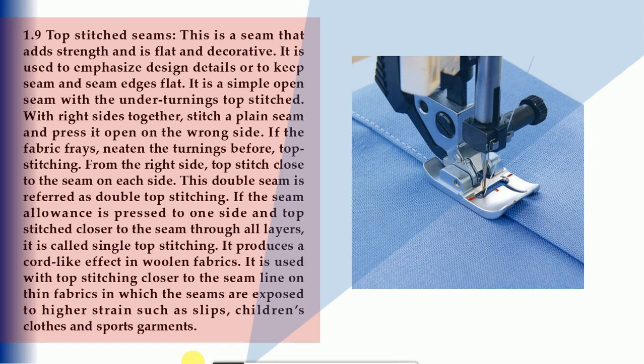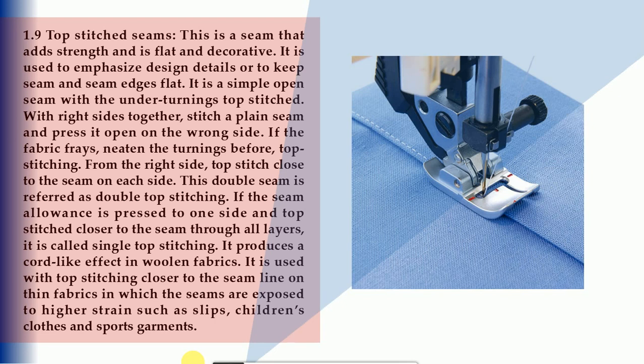With right sides together, stitch a plain seam and press it open on the wrong side. If the fabric frays, neaten the turnings before top stitching. From the right side, top stitch close to the seam on each side. This double seam is referred to as double top stitching.